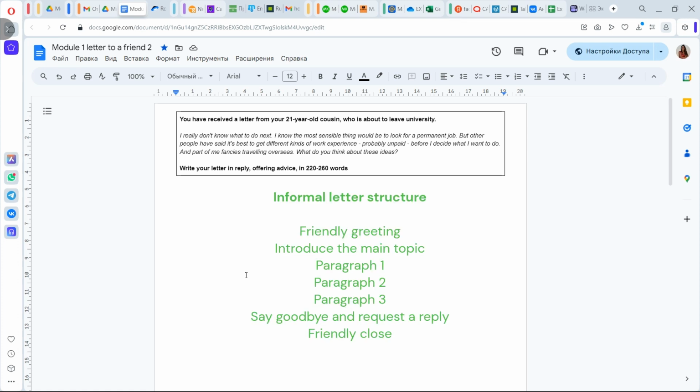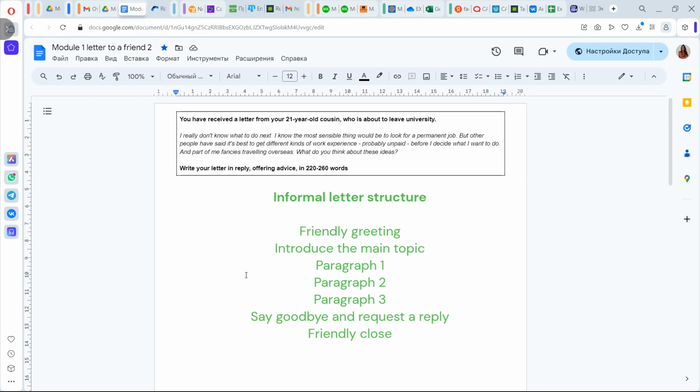Now let's have a look at the structure of informal letters. First of all, we need to start with a friendly greeting, like "Hi Tom, thank you for your letter." Then we need to introduce the main topic. For example, "Your project about foreign customs sounds fascinating."